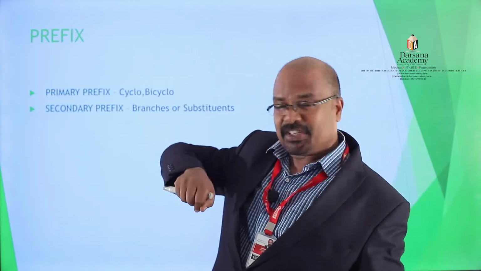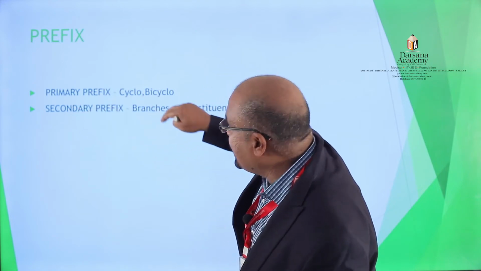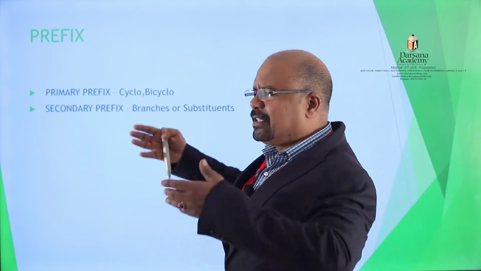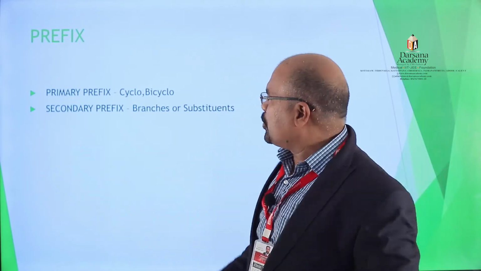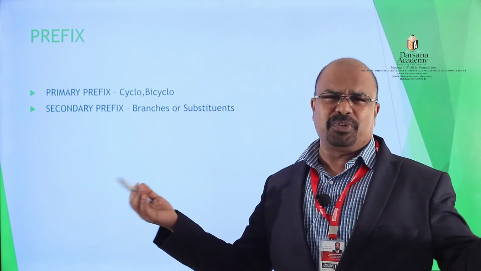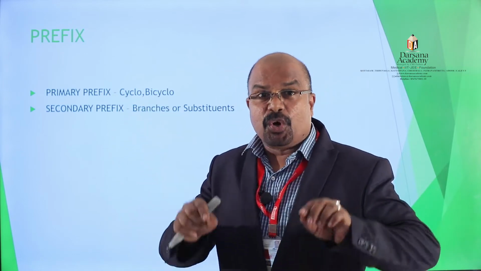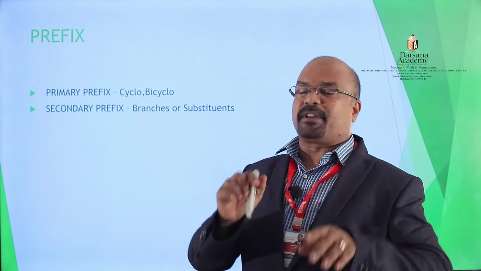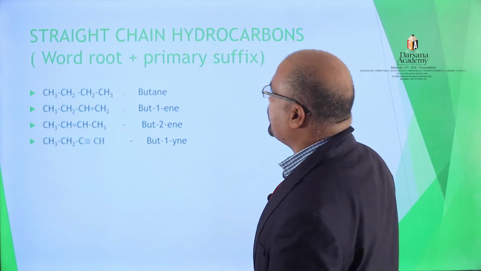Then what about the prefix? So prefix also has two. One is primary prefix, which indicates the distinction between the cyclo compound and straight chain compound. So cyclo, bicyclo, spiro, these are used as the primary prefix. The secondary prefix indicates the branches or substituents present. These are the three major parts.